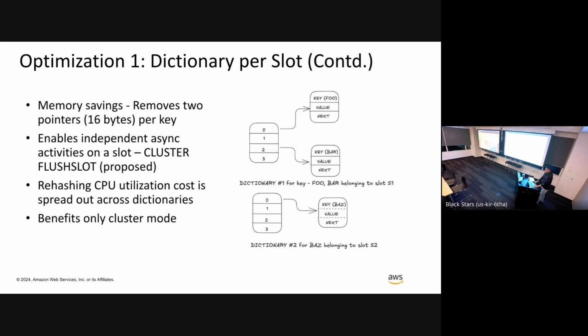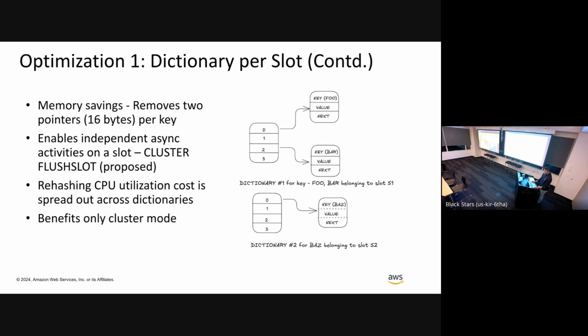Continuing on that, like I mentioned, we save this additional 16 bytes per key. It also enables multiple use cases, not just memory efficiency. Rather, we could do more things on top of these individual dictionaries now. So let's say after slot migration, you have moved all the keys from the source to the target. Now you need to clean up the source. You could do this in an async manner, and it doesn't need to block any of the operations on the source side. I think this is still in proposal mode, but feel free to contribute this change.